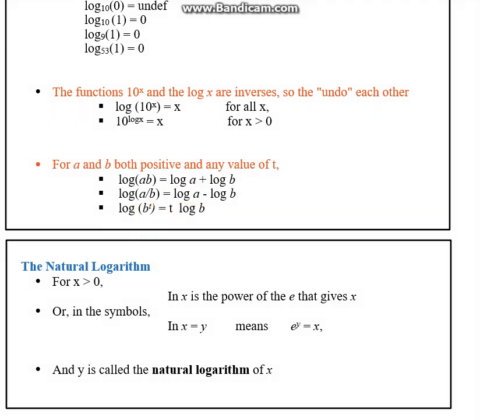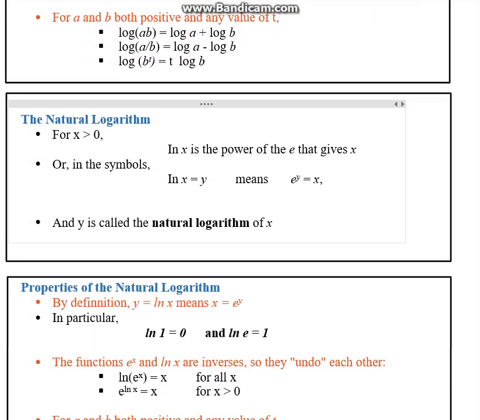Okay, again moving on, the natural logarithm. For any x that is bigger than 0, natural log x is the power of e that gives x.